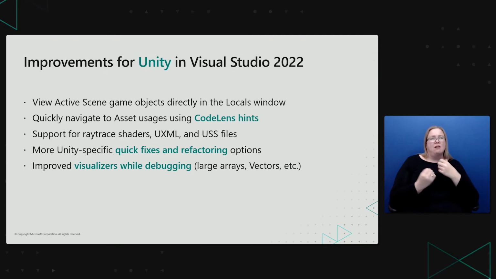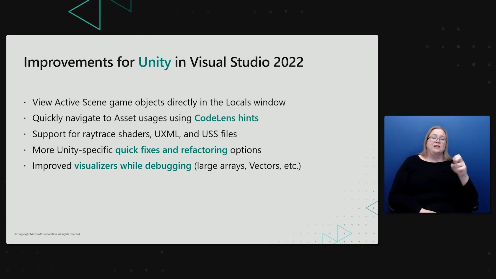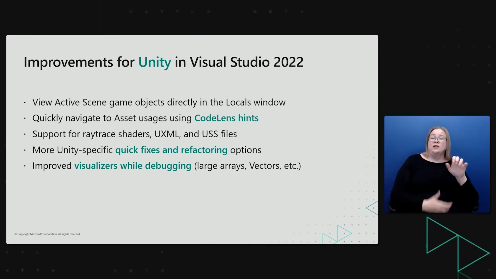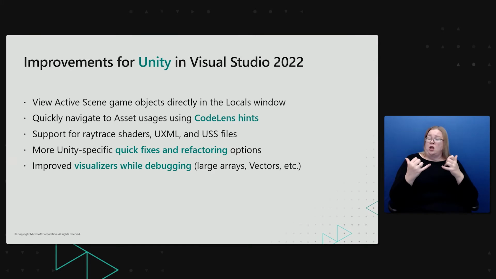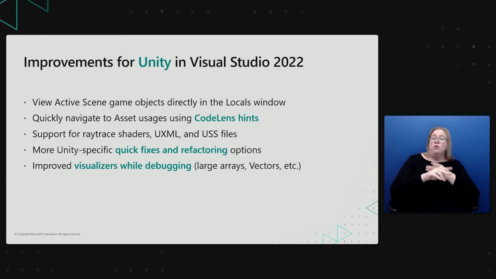For Unity, we have many exciting new features. In VS 2022, you can view active scene objects directly in the locals window. We have added both quick navigation to asset usages using code lens hints and support for ray trace shaders, UXML, and USS files. With the latest version of VS, we added Unity-specific quick fixes and refactoring options while improving visualizers during debugging. This will let you see large arrays and vectors.